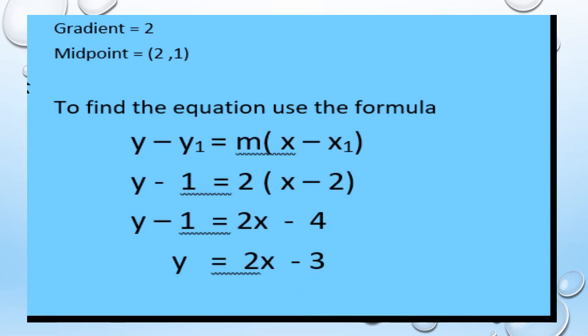Now that we have found the gradient and the midpoint, let's use the formula for finding the equation, which is y minus y1 is equal to m into x minus x1, where m is the gradient, which is 2 in our case. x1 is the x coordinate of the midpoint, which is 2, and y1 is the y coordinate of the midpoint, which is 1. Substituting these values and distributing 2 inside to expand this bracket, we get 2x minus 4 on the right side. And this negative 1 on the left side will bring it to the right side, so we get the equation of the parallel line to be y is equal to 2x minus 3.